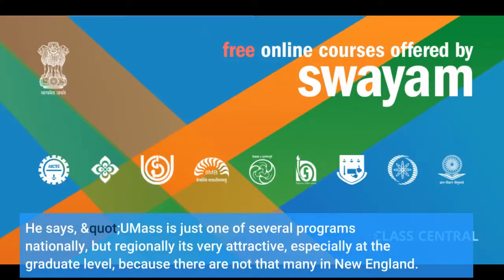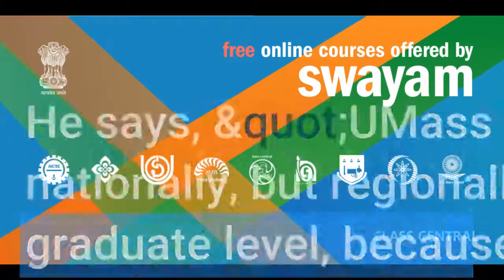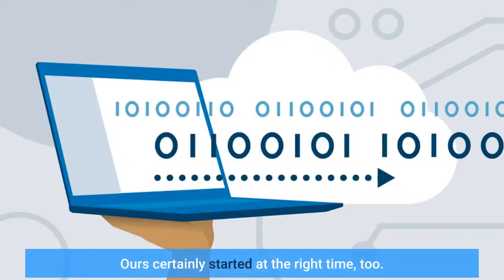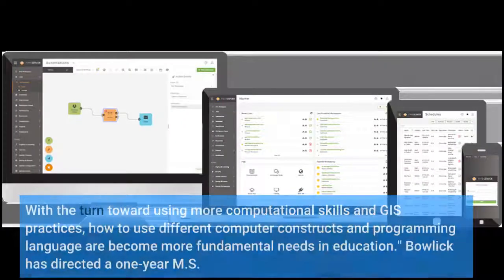He says, "UMass is just one of several programs nationally, but regionally it's very attractive, especially at the graduate level, because there are not that many in New England. Ours certainly started at the right time, too. With the turn toward using more computational skills and GIS practices, how to use different computer constructs and programming language have become more fundamental needs in education."